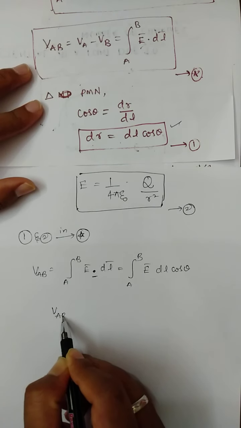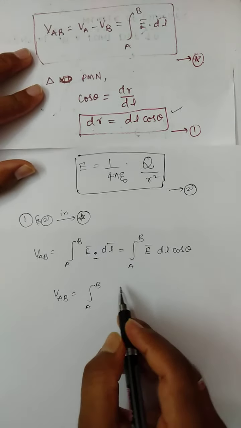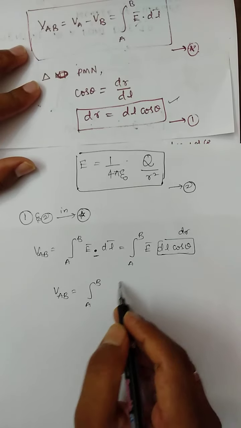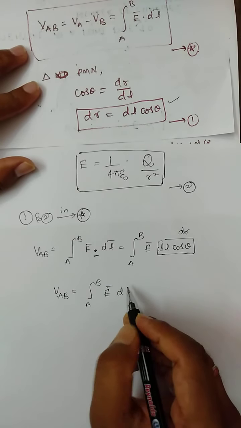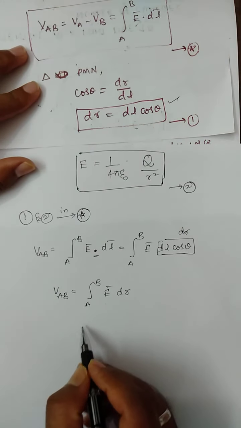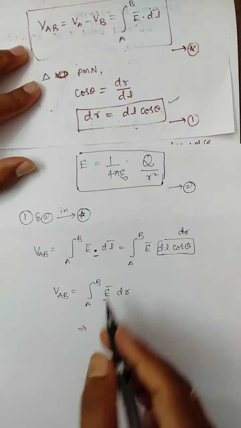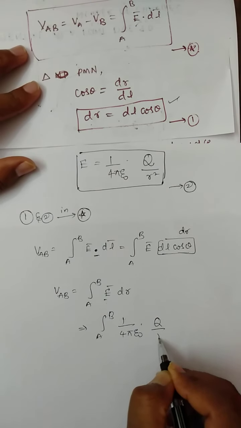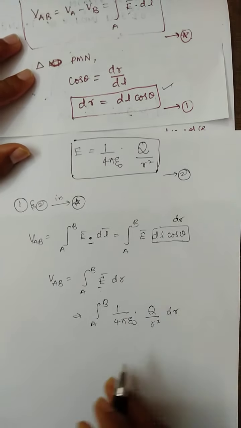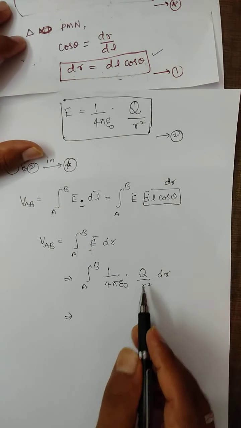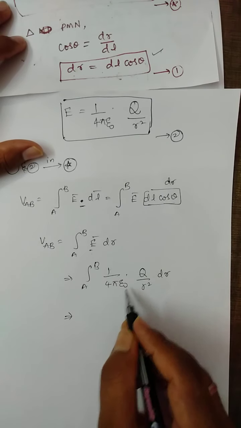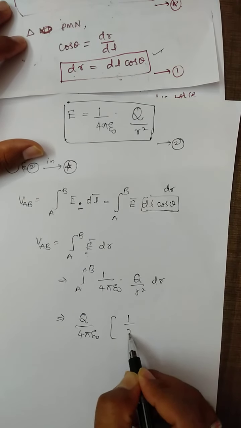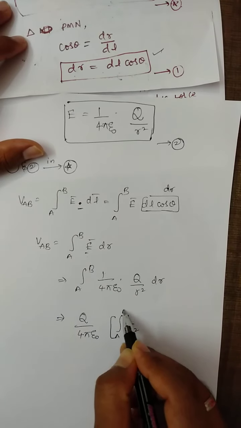dr. So VAB is nothing but integration A to B, where dl is replaced with dr, of E bar dr. E bar is what you know already, so in place of it I can write integration A to B of 1 divided by 4 pi epsilon naught, q divided by r square, dr. Now charge and 4 pi epsilon naught are constant, so if you take q divided by 4 pi epsilon naught common, what remains is integration of 1 divided by r square from A to B, dr.